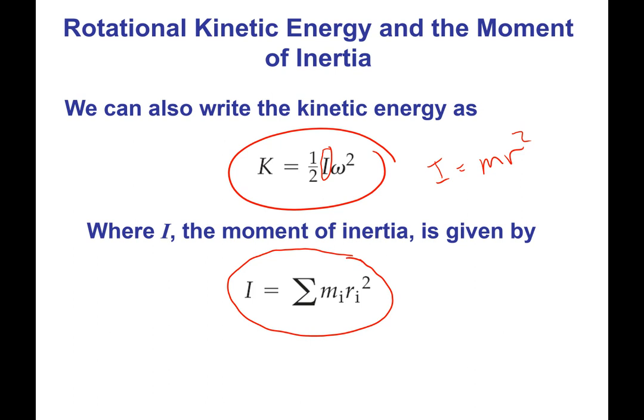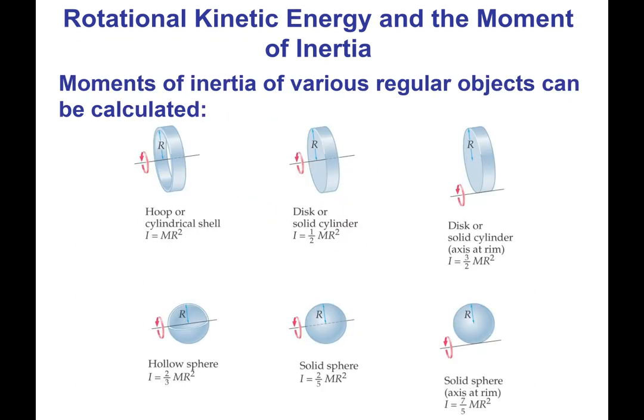So there's like a T, a bar, a circle, a hollow sphere, a round the edge sphere, which you'll see in just a minute. And they don't expect you to memorize those. If you need that, they've always given it to you. So look, just a hoop is mr squared. A disk is 1/2 mr squared.